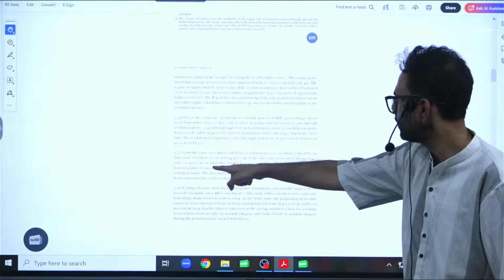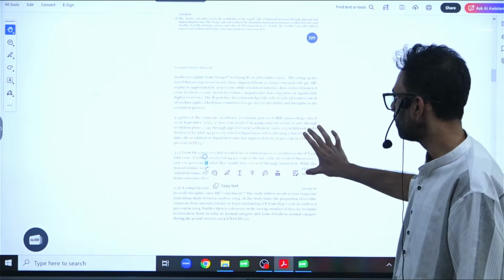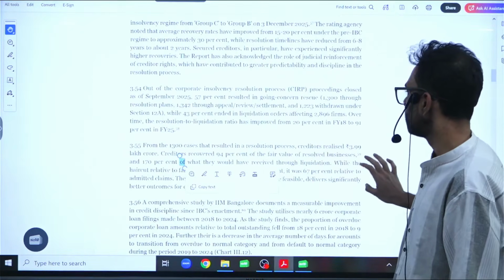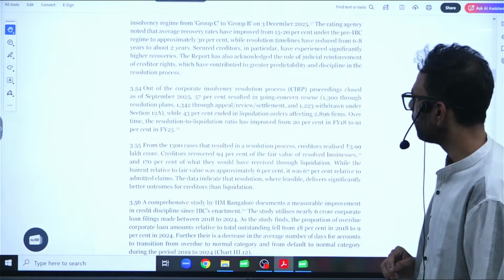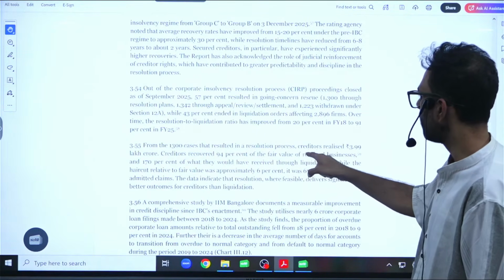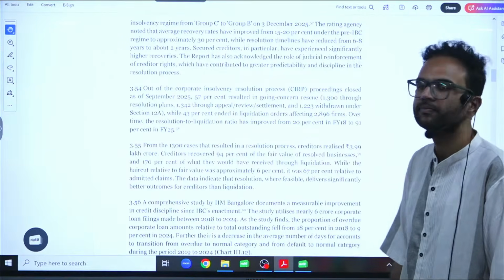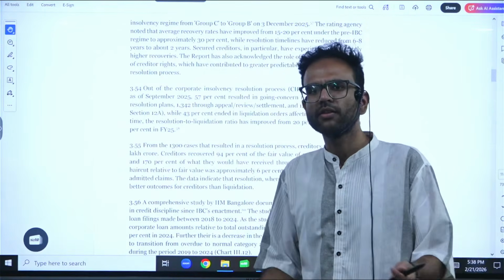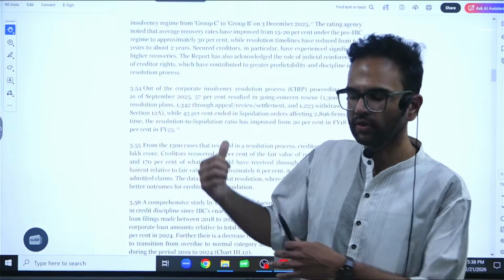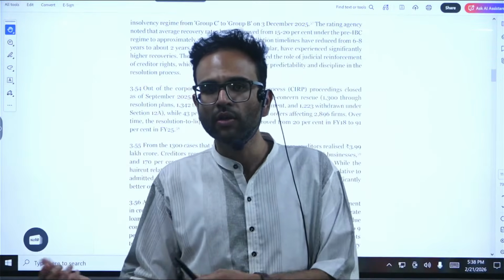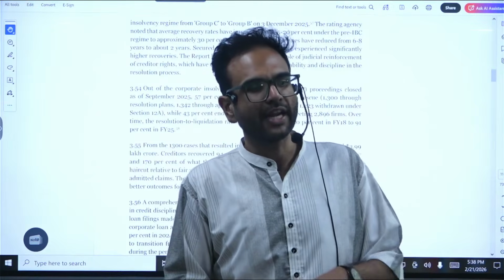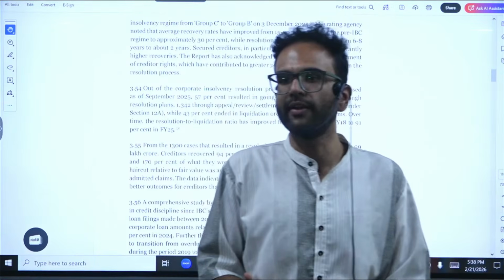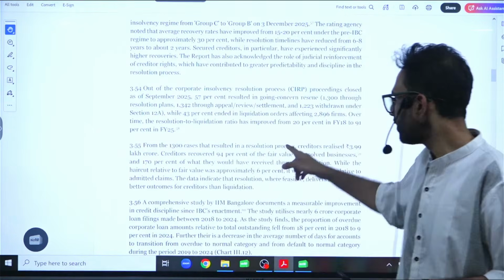Then here there are terminologies like this. For example, take a look at this statement: creditors recovered 94% of the fair value of resolved business. What does this mean? Imagine if 60 crores is the fair value. Out of that 60 crores, 94% is what they are saying.